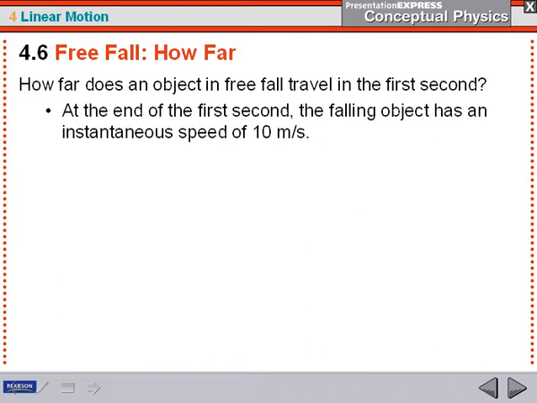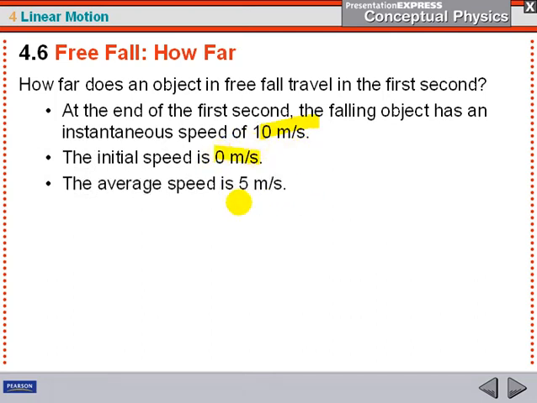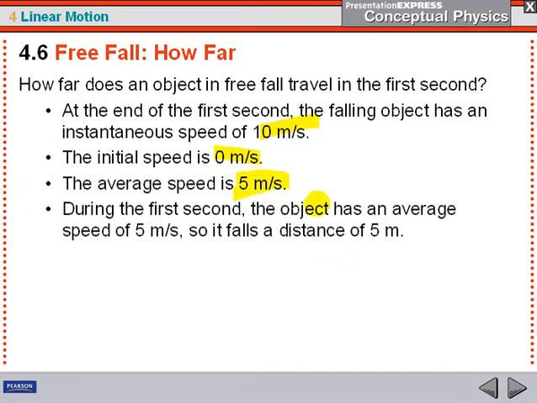Well, the object's going to have an instantaneous speed, we said, of 10 meters per second. And the initial speed is going to be 0 meters per second. So that means its average speed is going to be 5 meters per second. And we can find the distance it travels by using velocity equals distance over time. So if it falls for an average speed of 5 meters per second in its first second, it's going to fall a distance of 5 meters.